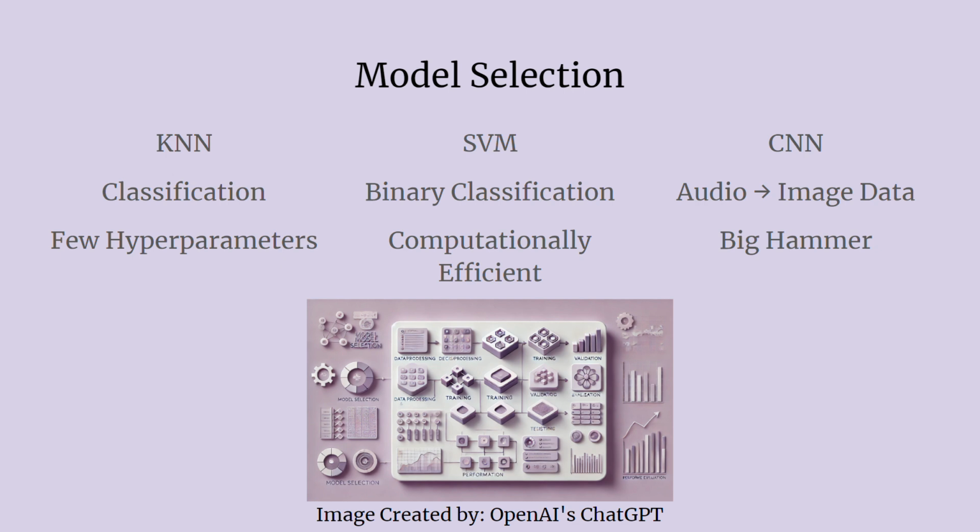Next, let's talk about model selection. There were the 3 models that I chose: KNN, SVM, and CNN. I chose to work with k-nearest neighbors because this is a classification task, and also k-nearest neighbors has very few hyperparameters to tune. I also chose to work with support vector machines because this is a binary classification task, which support vector machines do very well. They are also very computationally efficient, especially in comparison to convolutional neural networks, which is the last model.